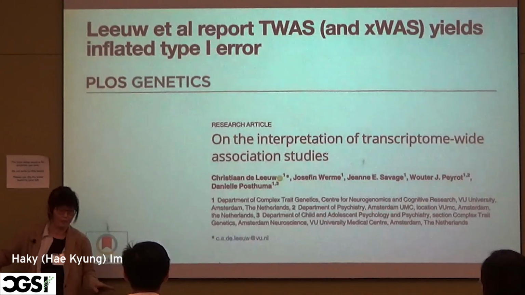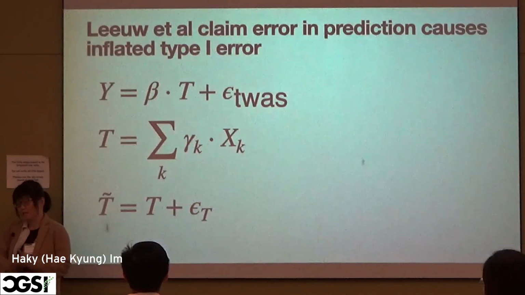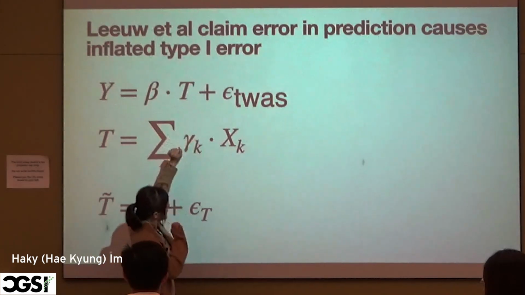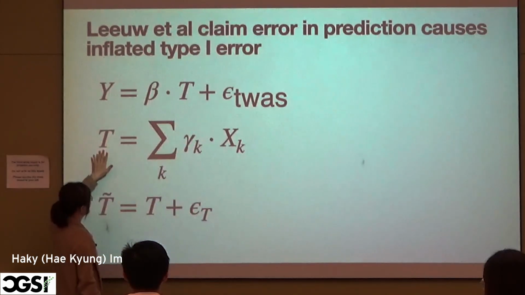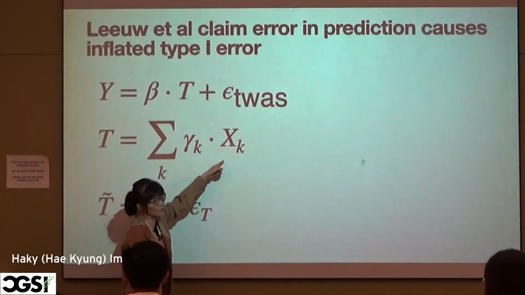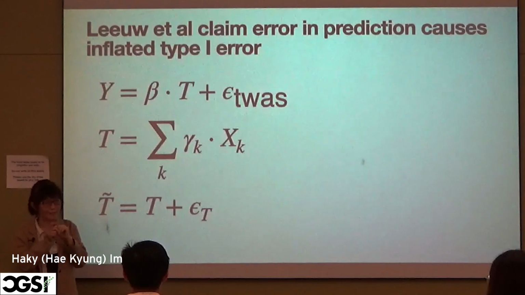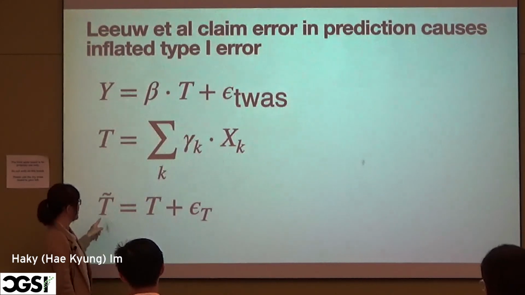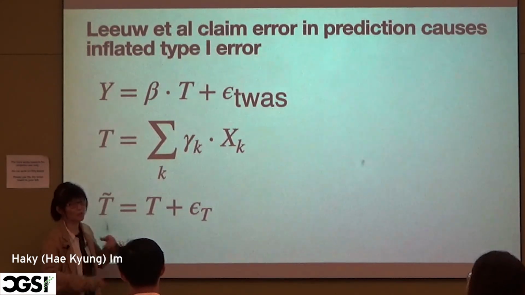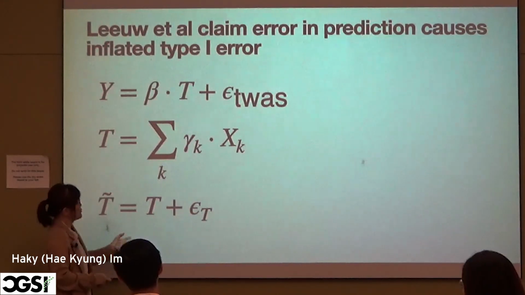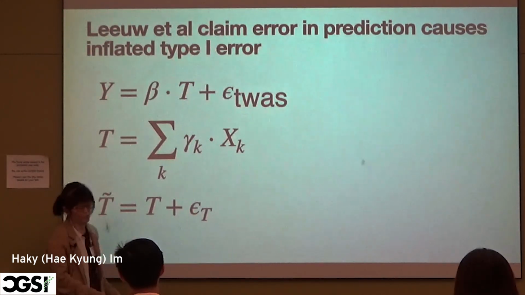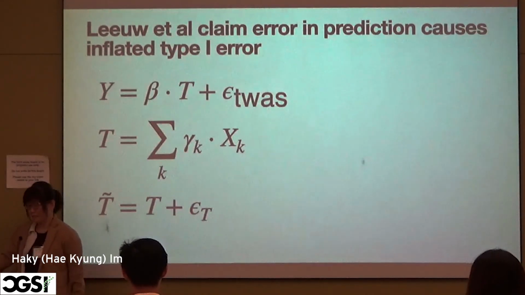Your p-values are wrong. If your p-values are wrong, you cannot call anything significant, or it has no meaning. So the model is like this. I'm using beta as the effect of the gene, the predicted gene or the genetic component of the gene, and then there's the error. The gene expression level is represented as a linear combination of SNPs. X sub k are SNPs, and gamma is the effect of the SNP on the gene. So what they are saying is that because your prediction is noisy, because we don't know the exact prediction, that noise makes your type 1 error completely messed up. You cannot use this. That's what they claim.